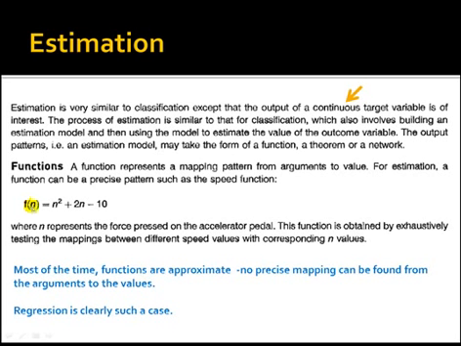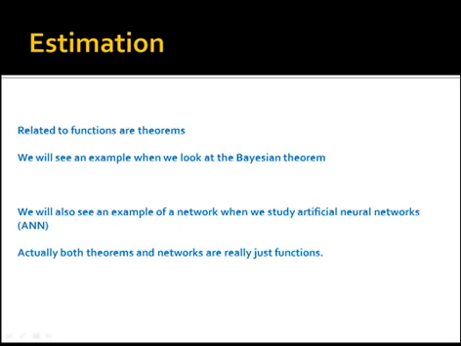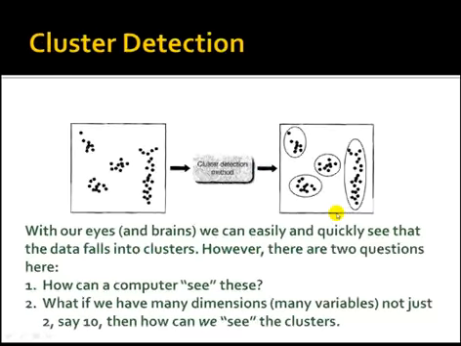And regression is clearly that kind of situation. Remember, we had a line that tried to fit the data, but it didn't fit the data perfectly. So it's not precise, it's approximate. That was called a function. We also have things called theorems, and we also have networks, like artificial neural networks. Actually, theorems and networks are just functions, but sometimes they will distinguish between them. Okay, let's stop here and then do cluster detection.